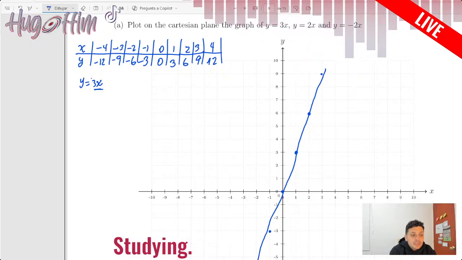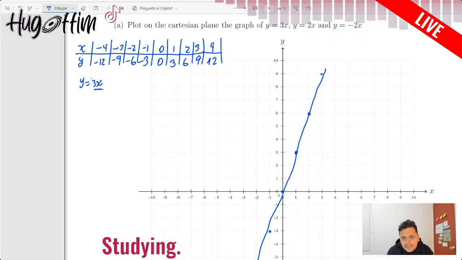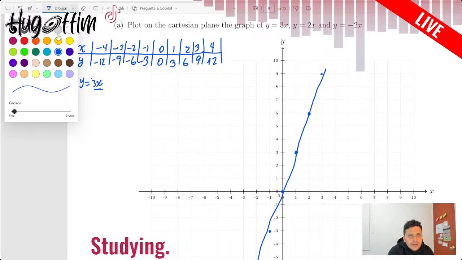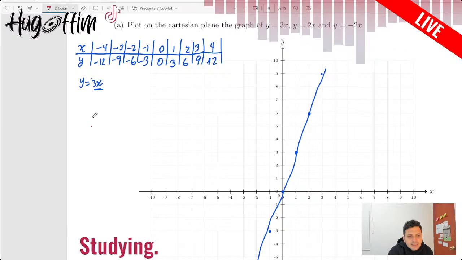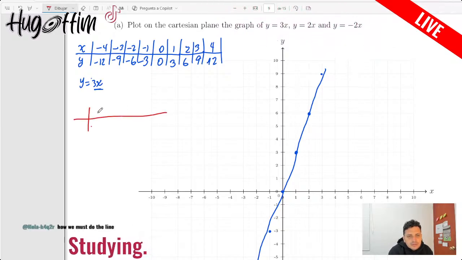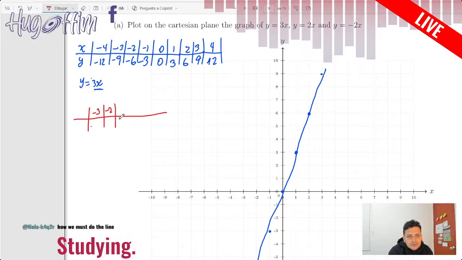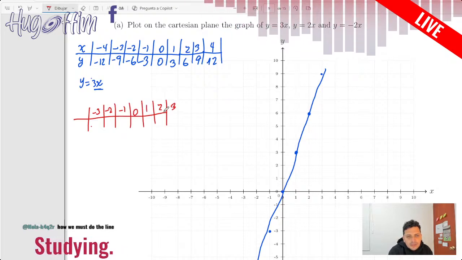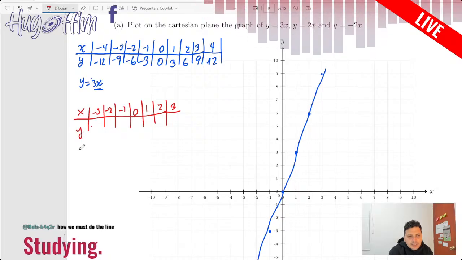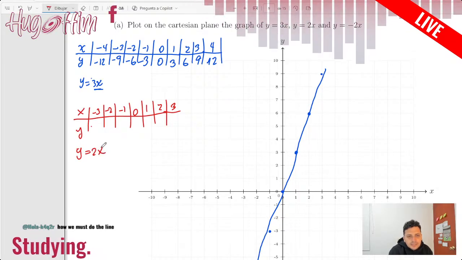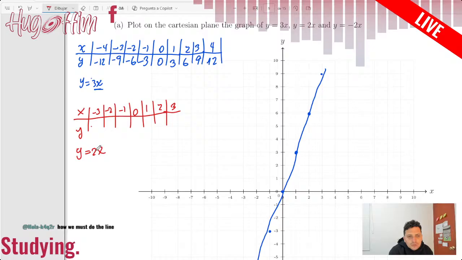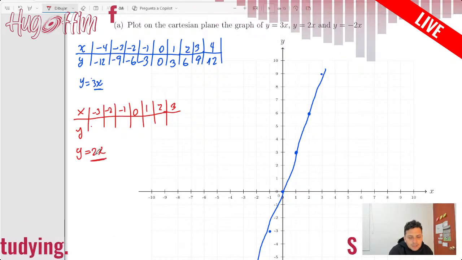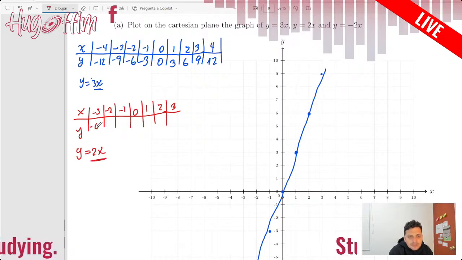I can see that you say 14. Okay. Now I'm going to plot the points to x. So I'm going to do exactly the same thing. Now I'm going to use -3, -2, -1, 0, 1, 2, and 3. For y equals 2x, -3 times 2. Look at that, here is multiplying by 2.